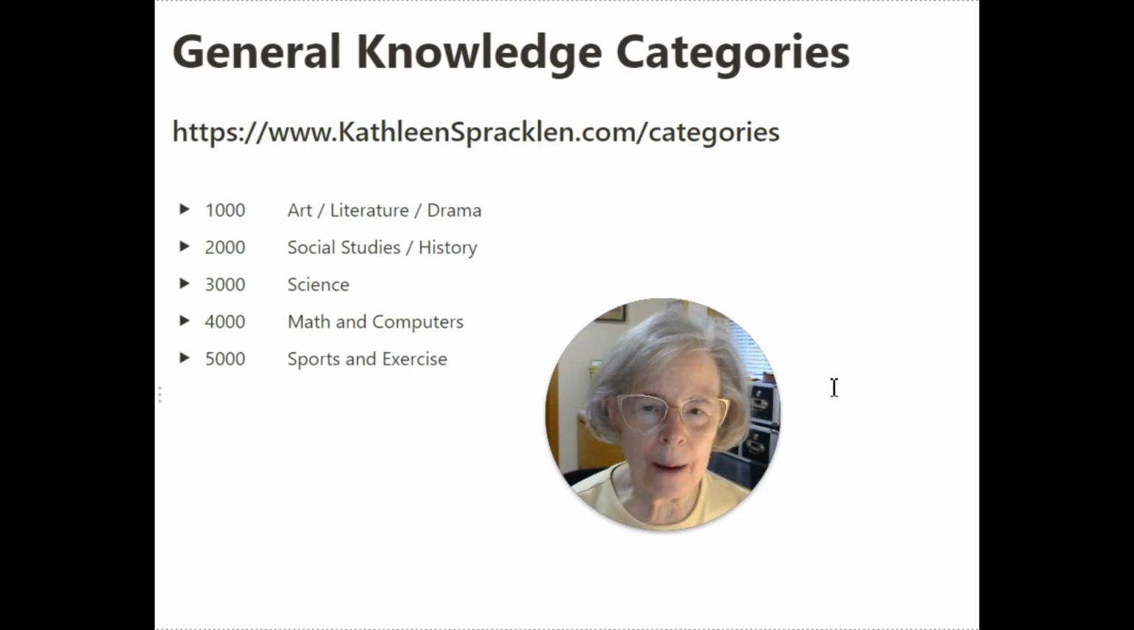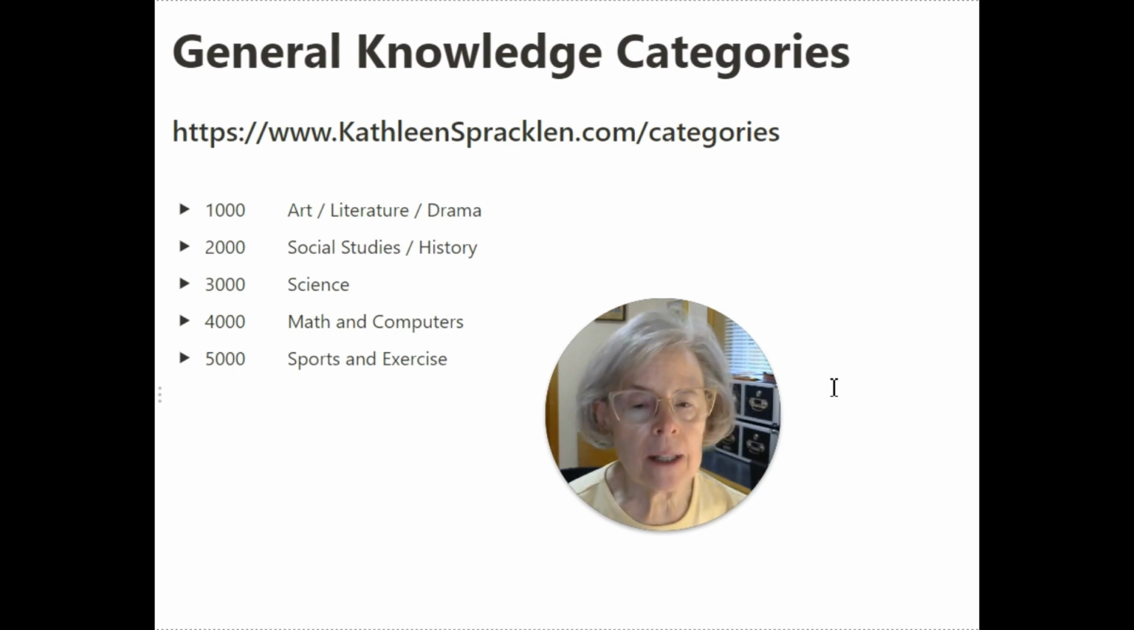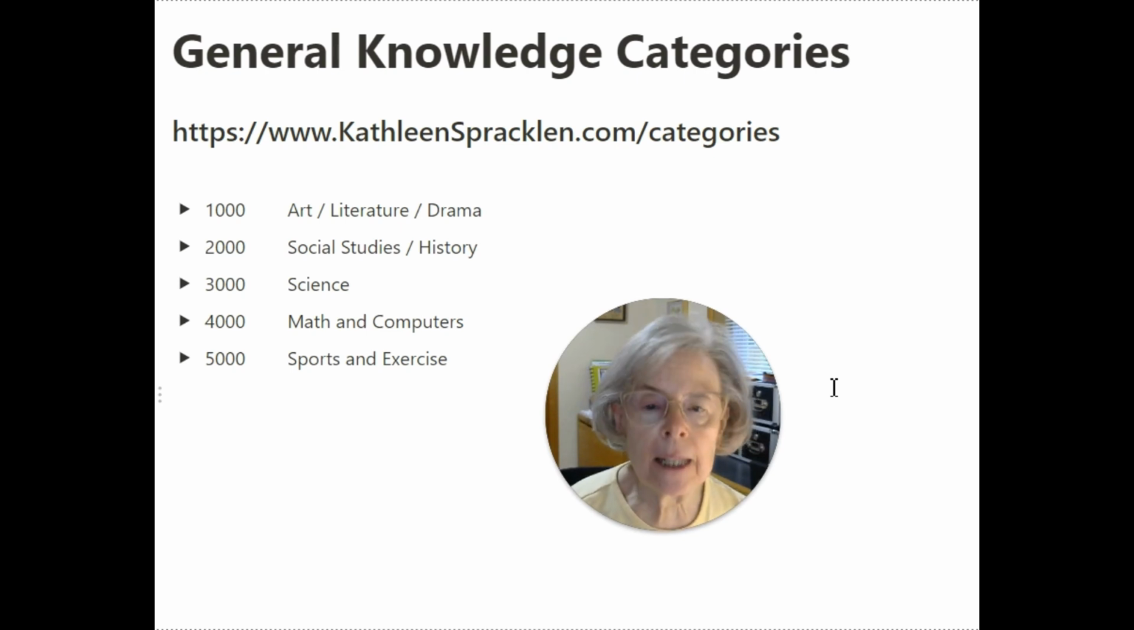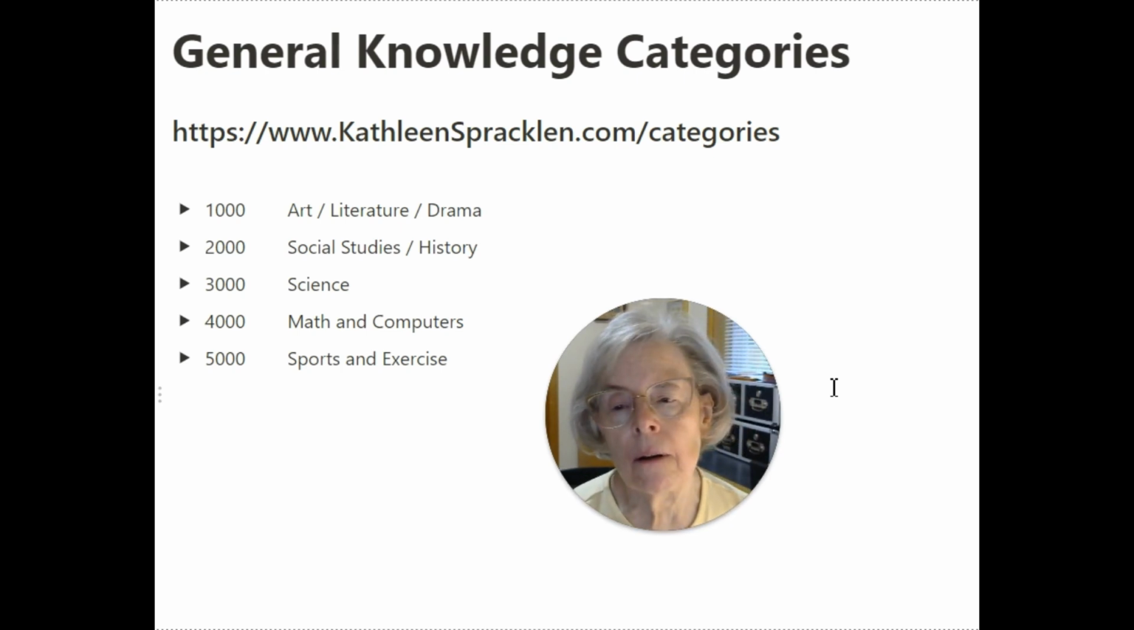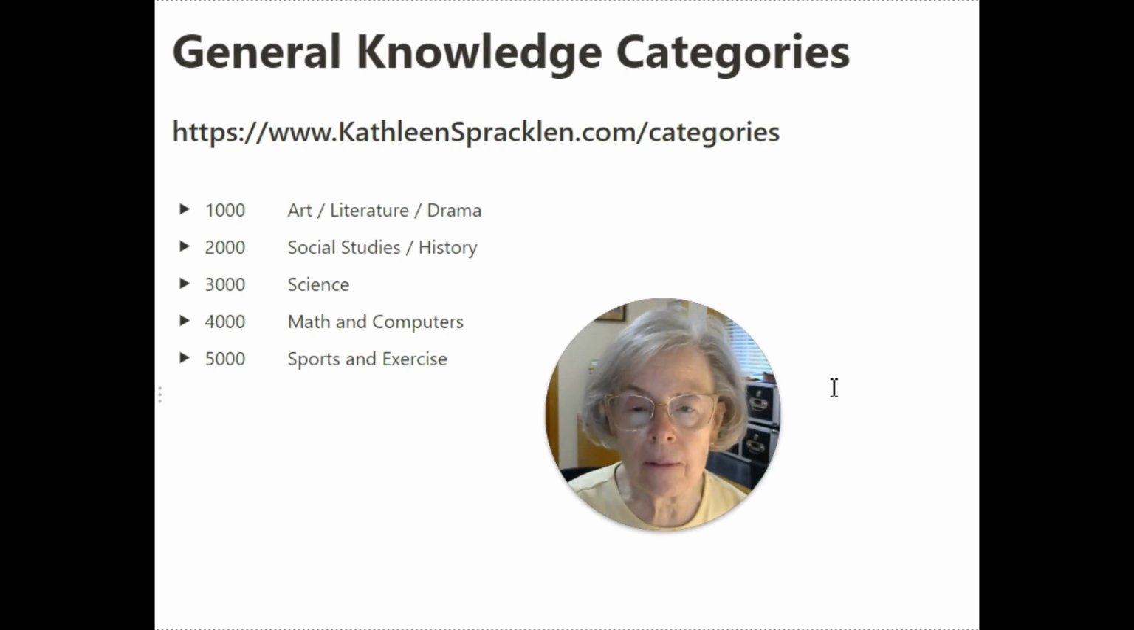Okay, those four-digit numbers, if you decide to use them, are general knowledge categories. And you can divide them up as fine as you want, or you can leave them as broad as you want. I've set up a set that are fairly complete. They're simple enough that they're pretty much common knowledge, and you're welcome to use them. If you'd like to have a set, then just visit my website, kathleensprockland.com/categories, and just drop me your first name and your email address, and I'll send you a PDF of the categories. Actually, I think that just the presentation alone will probably give you everything that you need to know about them.